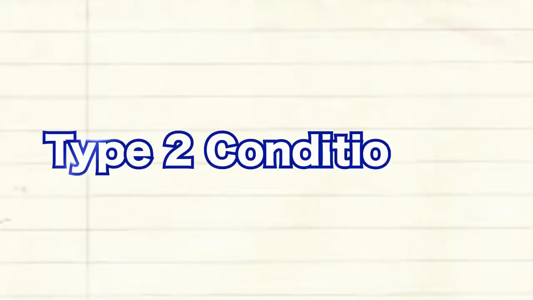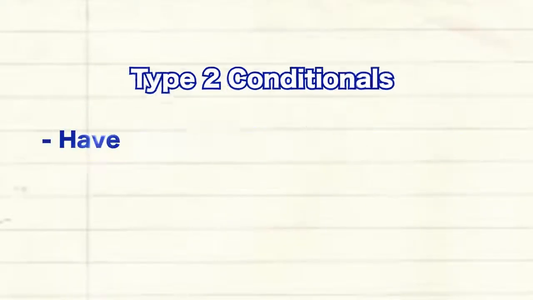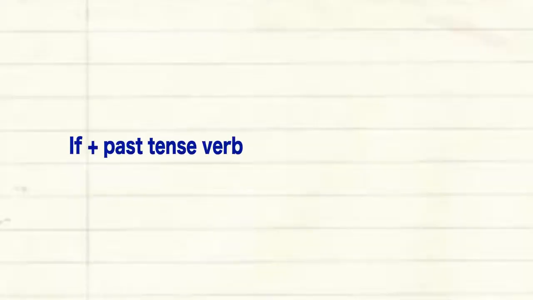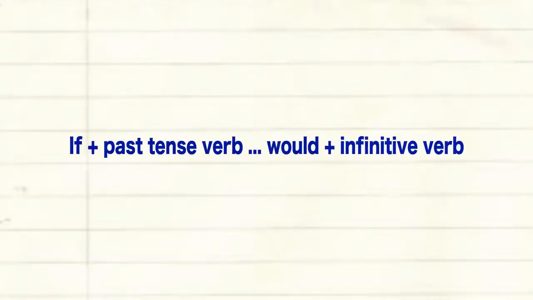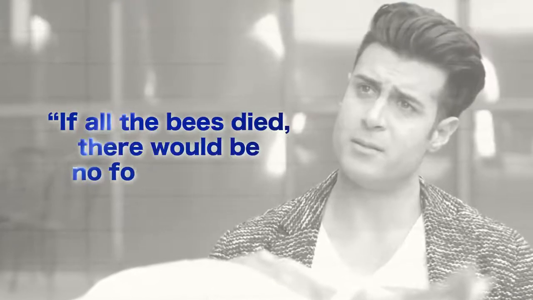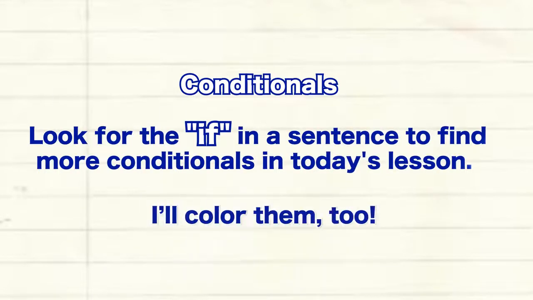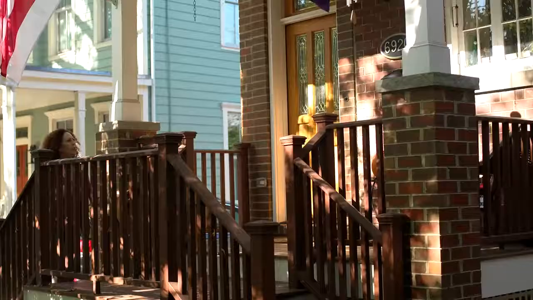Type 2 conditionals have a possible event and a result that may or may not happen. We don't know. Here is the pattern. If plus past tense verb, would plus infinitive verb. Kaveh uses this pattern when he says, If all the bees died, there'd be no food. Look for the if in the sentence to find more conditionals in today's lesson. I'll color them too.